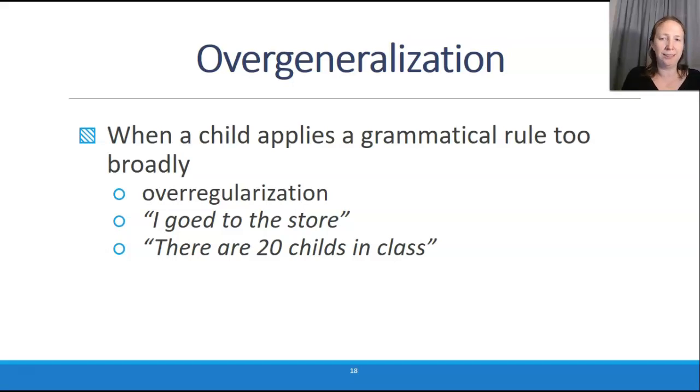a child might not be taught that properly, but still will start to say things like, "I go-ed to the store," because they learn what go is, and they pick up on the idea that ED means past tense. Or "there are 20 childs in class," because they might not learn how to conjugate every other word, but somewhere along the line, they get that S's make words plural.